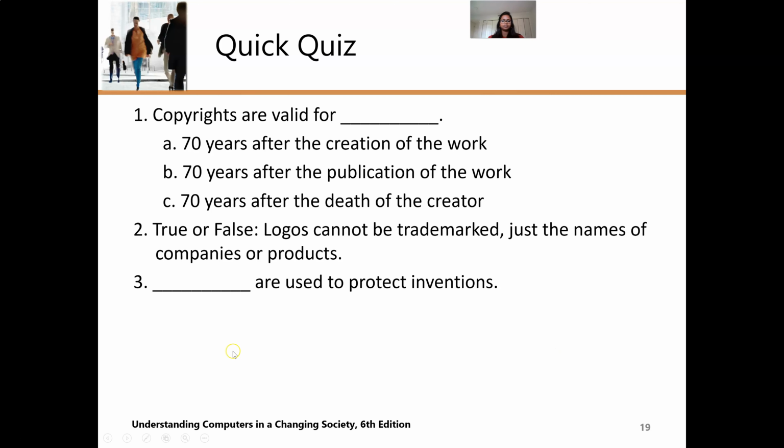Let us see. Copyrights are valid for 70 years after the death of the creator. It is false that logos cannot be trademarked. We can definitely trademark logos. Finally, it is patents which are used to protect inventions.